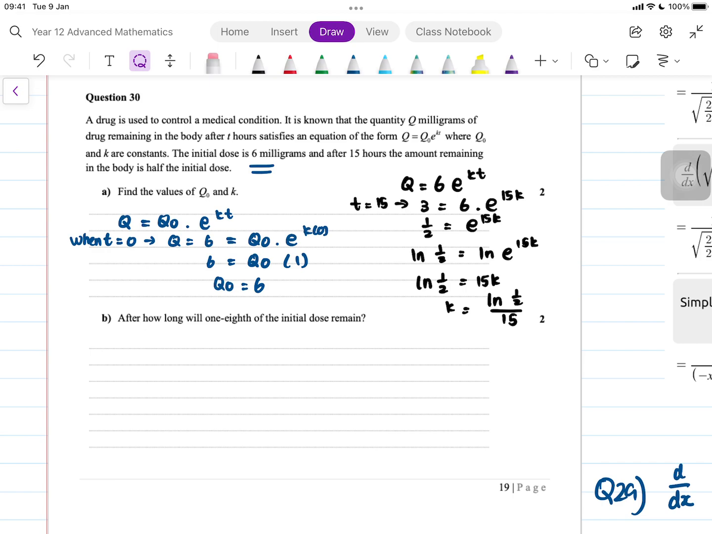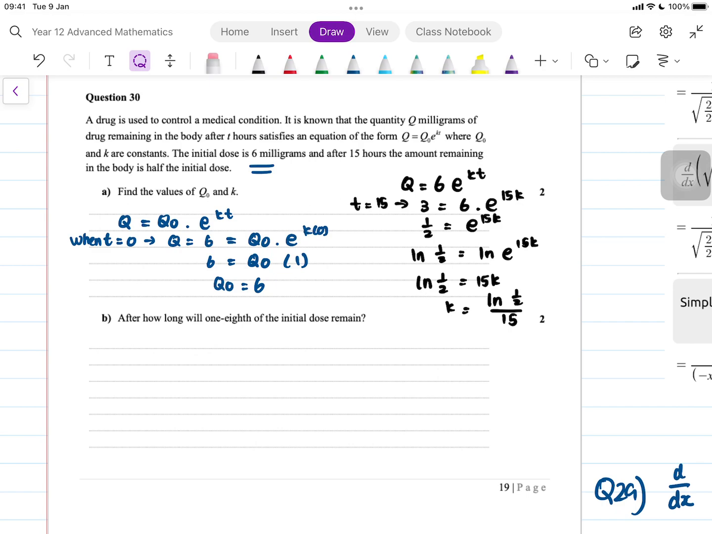All right, let's continue working on question 30 part B. This is taken from the HSC past paper 2021, published by Caringbah High School. A drug is used to control a medical condition.